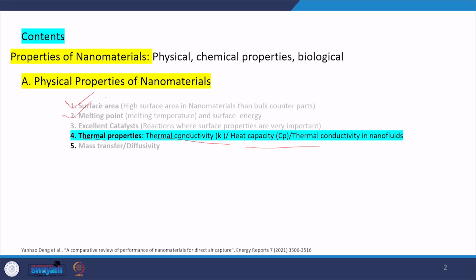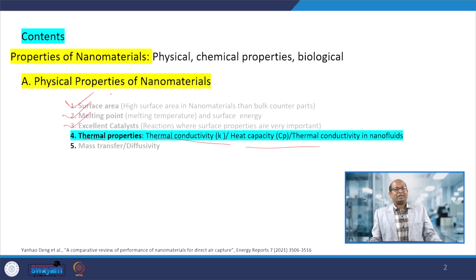So today we are going to start nanotechnology in chemical engineering. We'll discuss the properties of the materials prepared at nanoscale, or nanomaterials. One of the properties is heat transfer, which is very important from a chemical engineering point of view. That is the thermal property, or thermal conductivity and heat capacity, that we will discuss. That is one of the physical properties of nanomaterials.